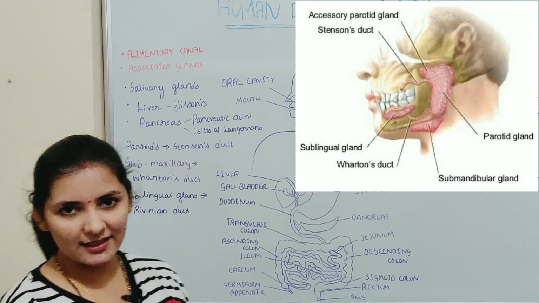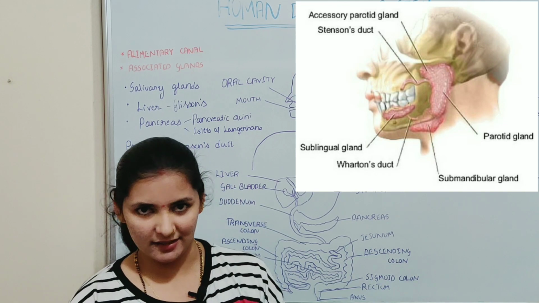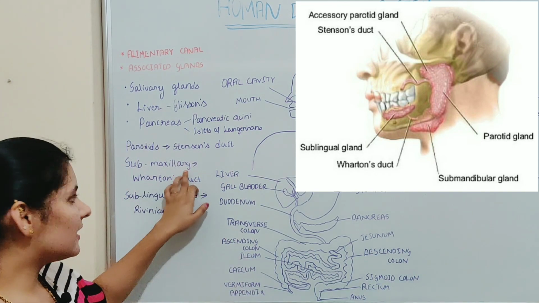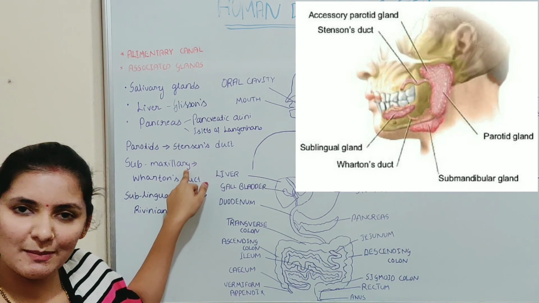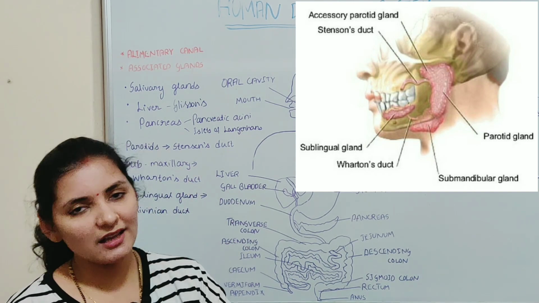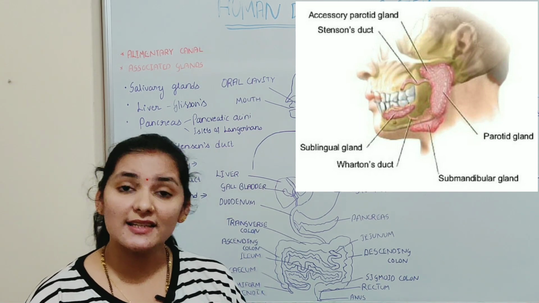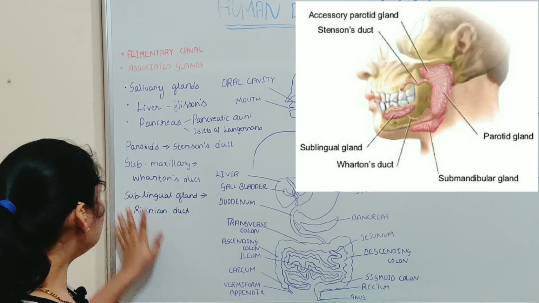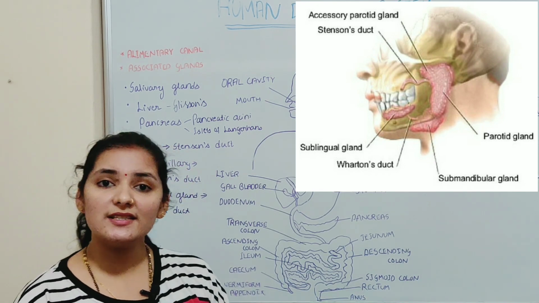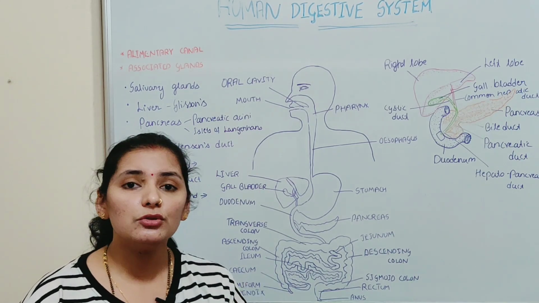First one is parotid gland. It is present in the cheeks or in front of the ear. Second one is submaxillary gland. It is also called submandibular gland. As the name indicates, they are present at the lower jaw. Third one is sublingual gland. As the name depicts, they are present below the tongue. All the three glands together produce saliva into the oral cavity or buccal cavity through the duct.